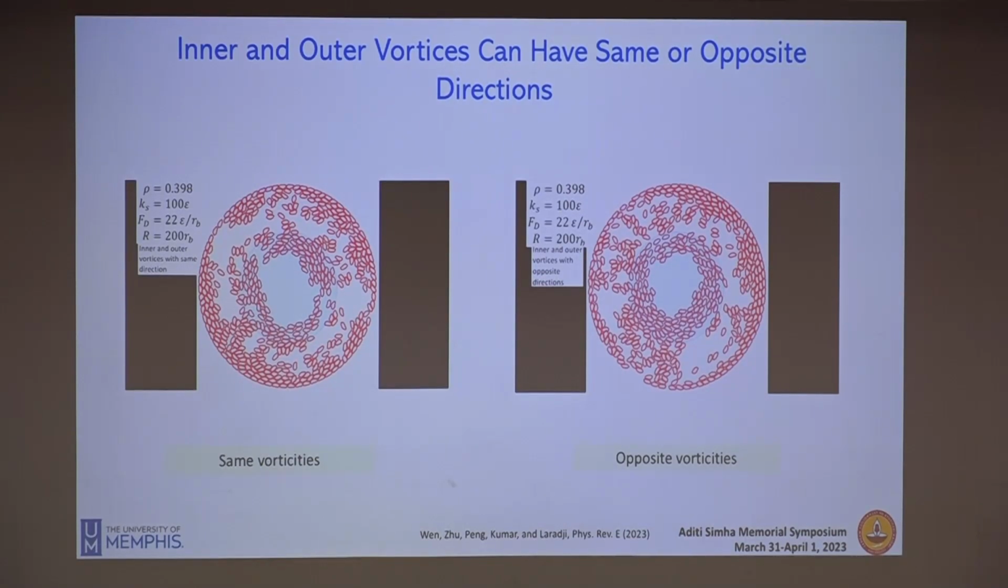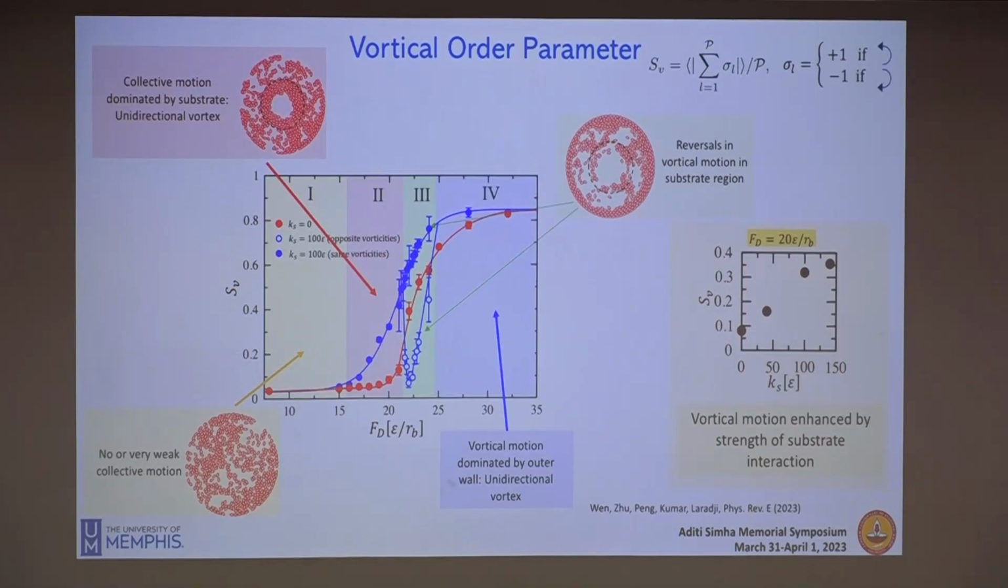So we calculated some order parameter, a vortical order parameter, to look at the kinetic order of the particles, if you wish. And this vortical order parameter increases sharply at some driving forces. Whether there is a phase transition or not, this doesn't look like a truly a phase transition, but there is a sharp increase.